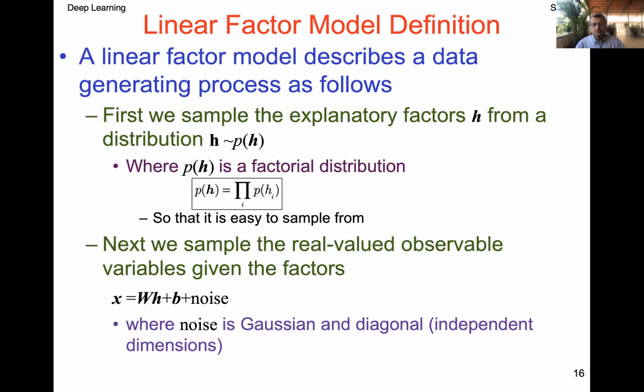So a linear factor model describes a data generating process where we first have the explanatory factors H have a prior distribution. So p(h) is a factorial distribution. And then next we sample the real valued observable variables given the noise, x is equal to Wh plus b plus noise. So we get h from a standard simple distribution and noise is Gaussian. And this way you can generate data from the hidden values.